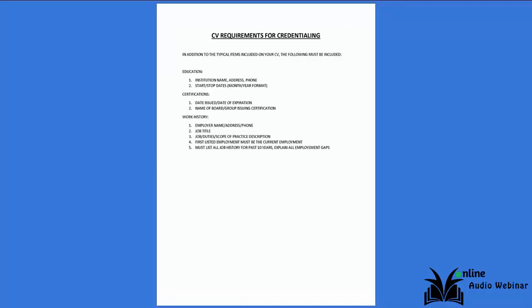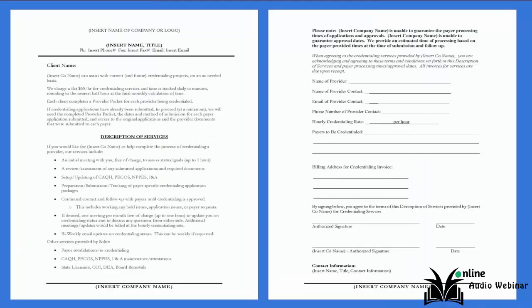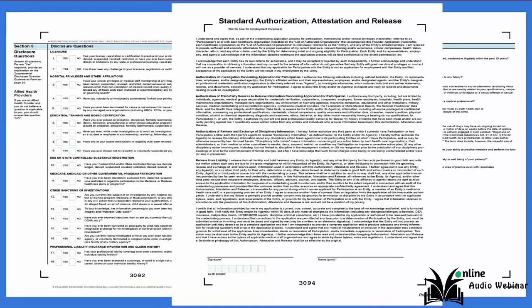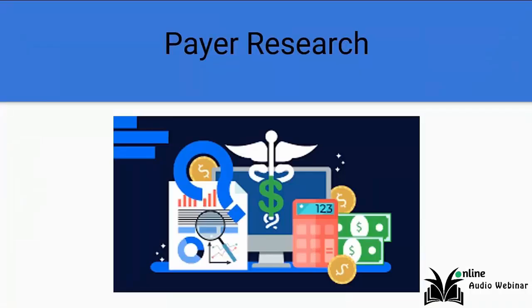The next form is the form for the CV requirements for credentialing. This right here is a sample of description of services. And lastly here is the standard CAQH authorization, attestation, and release. So we've done the provider research. Now we need to move into the payer research.